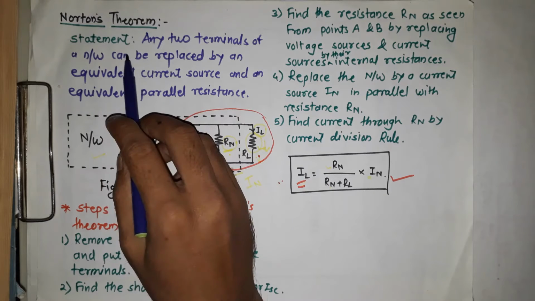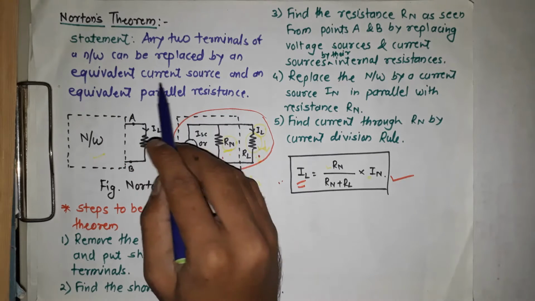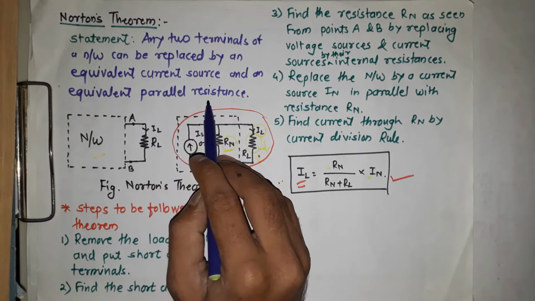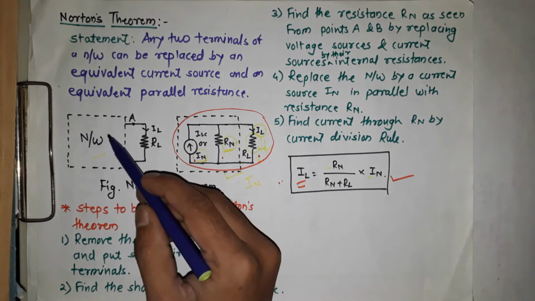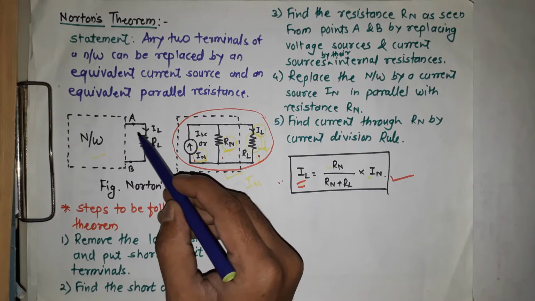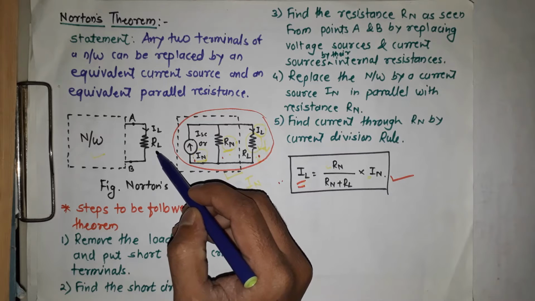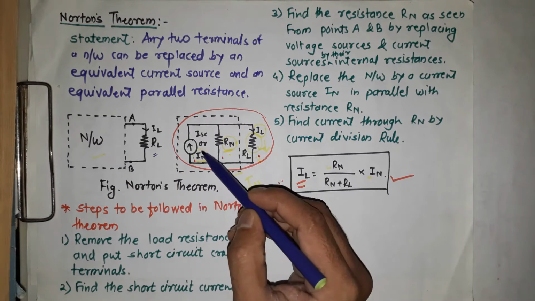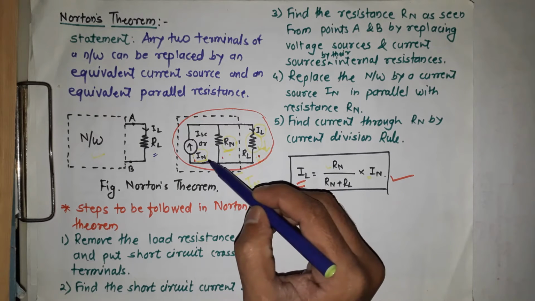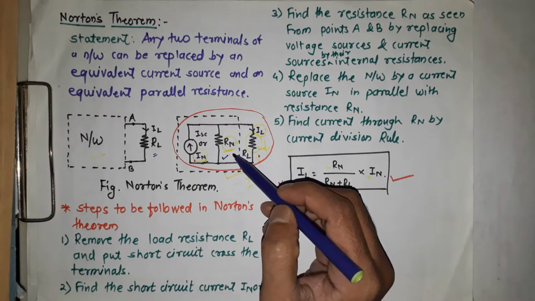Norton's theorem statement: any two terminals of a network can be replaced by an equivalent current source and an equivalent parallel resistance. That means, suppose any network is connected to the terminals A and B and to the load resistance RL. Without considering the load resistance RL, we replace the whole network with IN, the Norton current, and the Norton resistance, both in parallel.